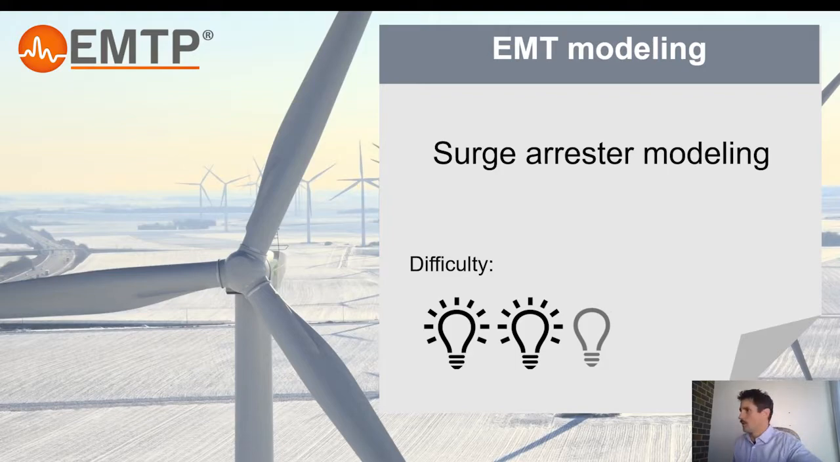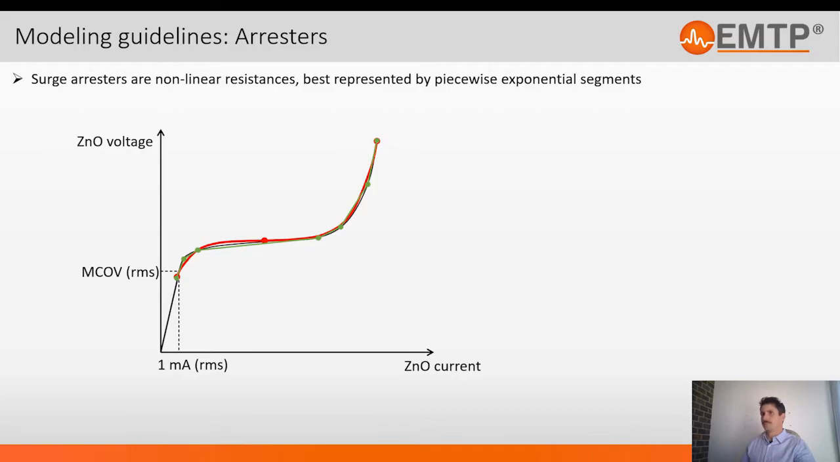In this video, we are going to learn how to model a surge arrestor for EMT. So a surge arrestor is a nonlinear resistance. Typically, nonlinear resistance in EMT type software like EMTP are piecewise linear, which means they are fitted with a linear segment. This is what you can see here in green.